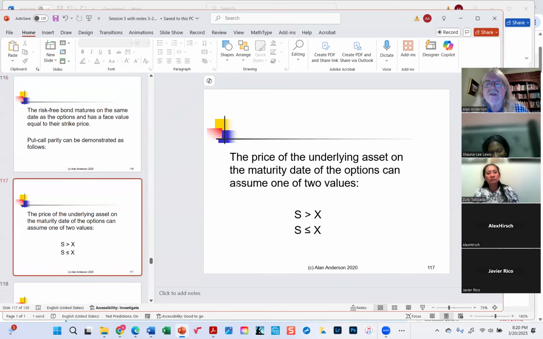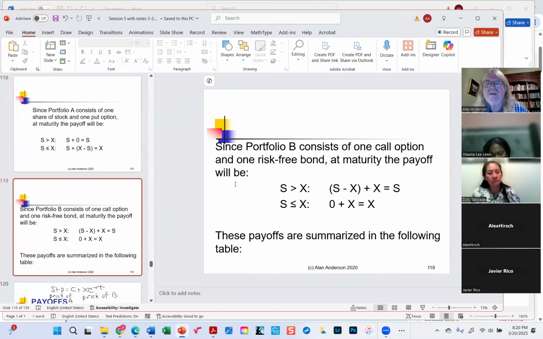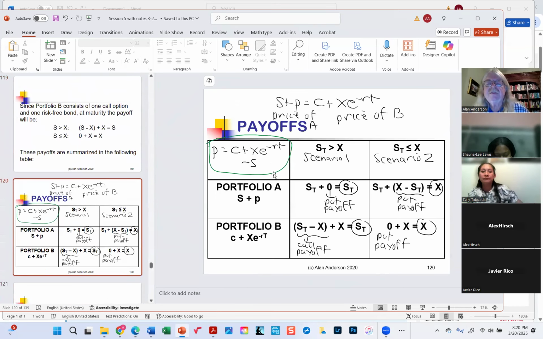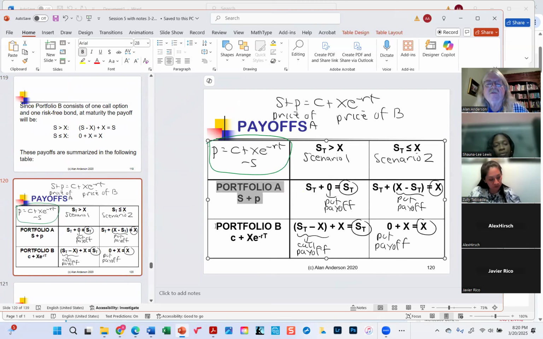So we put them together into this special table. And so what's happening here, it's a little cluttered, but here's portfolio A, and here's portfolio B. So what matters is on the maturity date of the two options, either one of two things happens. The stock price is higher than the strike, or else it's not. So we'll call these scenario 1 and scenario 2.